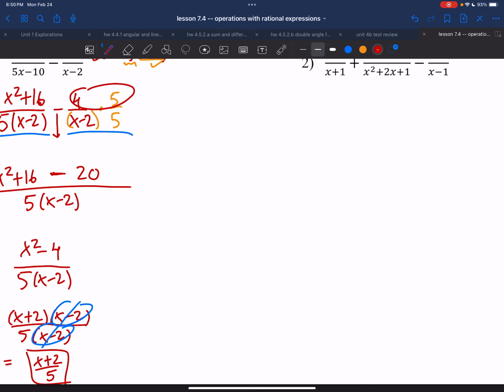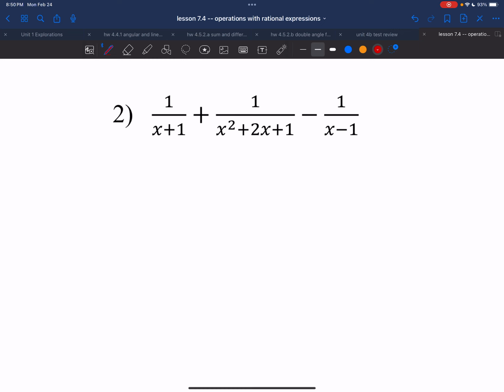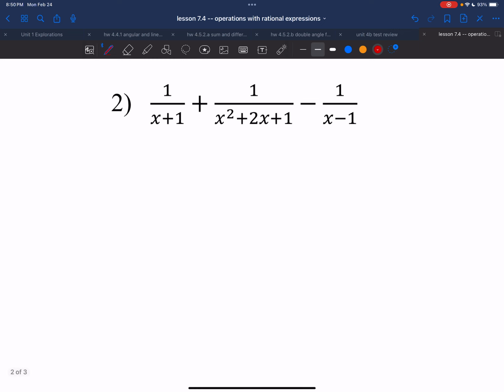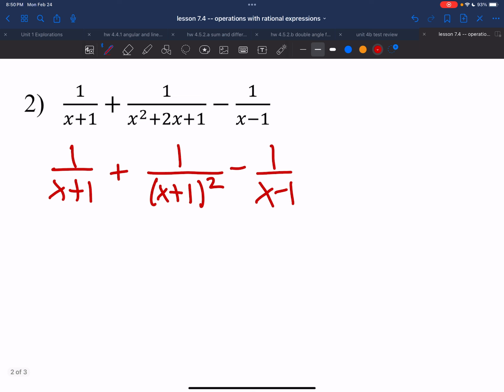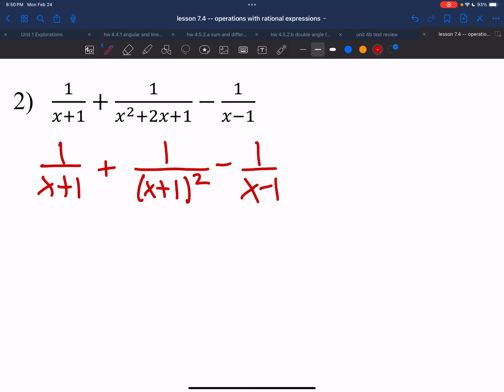Okay, now this last one, it's a bit of a challenge problem, okay? It's to really just push you in your algebraic understanding, but it's really good practice. So I'm going to go ahead and factor this. The first and last fraction actually don't factor, but the middle fraction is a perfect square trinomial, making it x plus 1 squared, okay? And that means the x plus 1 factor is happening twice in that denominator. So it's a double root, right, or a double factor.